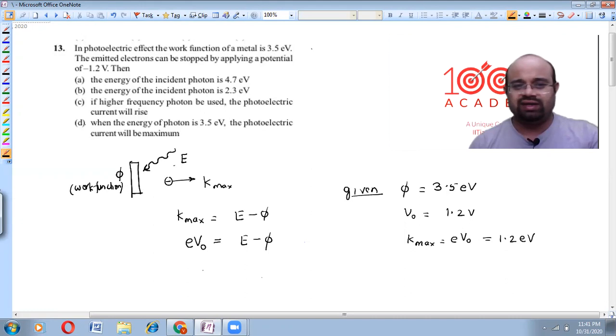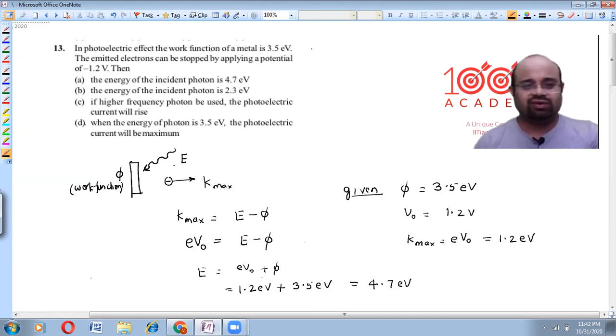So now if we have to find the energy of the incident photon, E will be equal to eV0 plus phi. That becomes 1.2 electron volt plus the work function of 3.5 electron volt, which comes out to 4.7 electron volt. So this E represents the energy of the incident photon. If you look at the options, the energy of the incident photon is 4.7 electron volt, correct? The first option is correct.